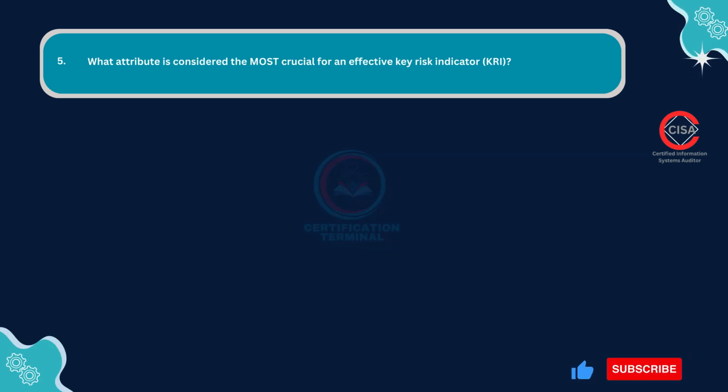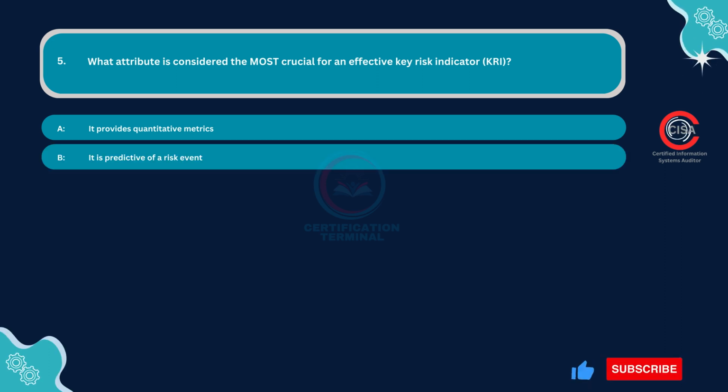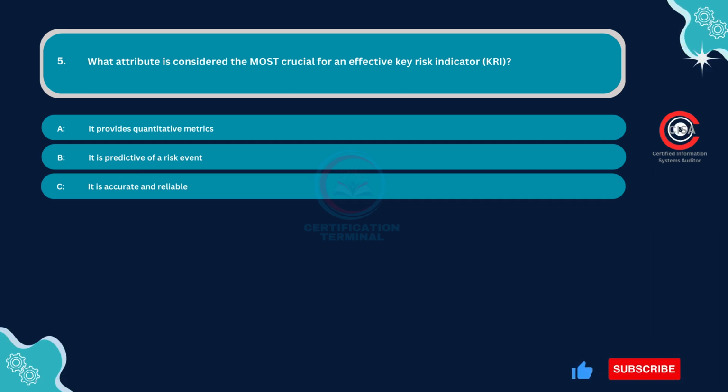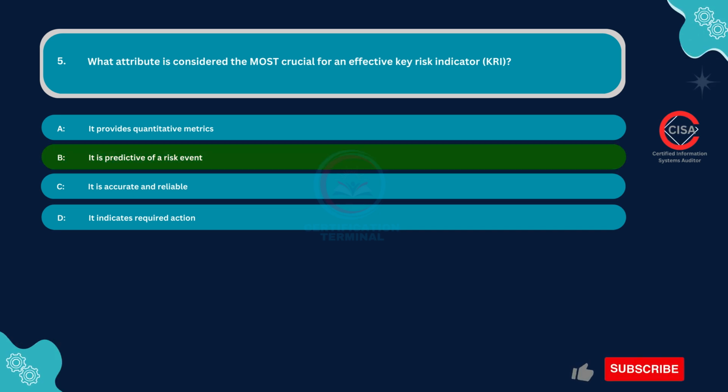Question number 5. What attribute is considered the most crucial for an effective key risk indicator? Option A, it provides quantitative metrics. Option B, it is predictive of a risk event. Option C, it is accurate and reliable. Option D, it indicates required action. The correct answer is Option B, it is predictive of a risk event.